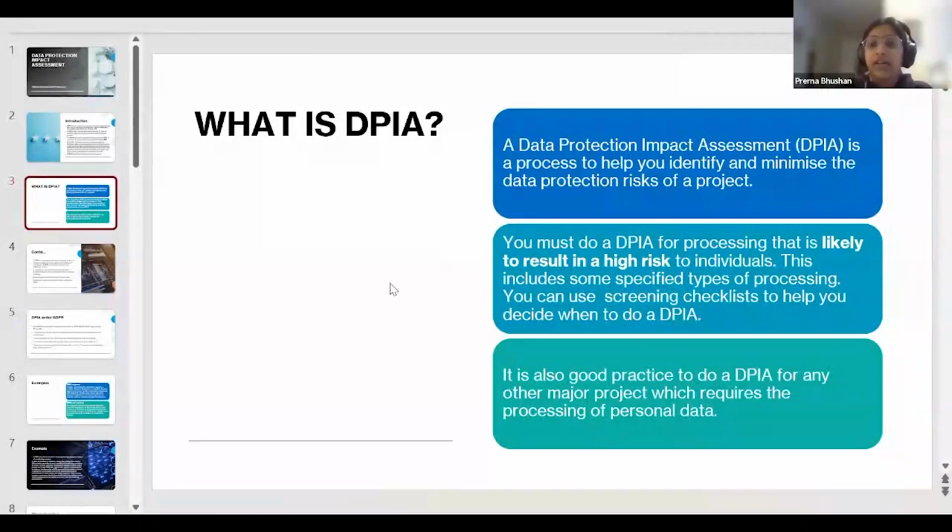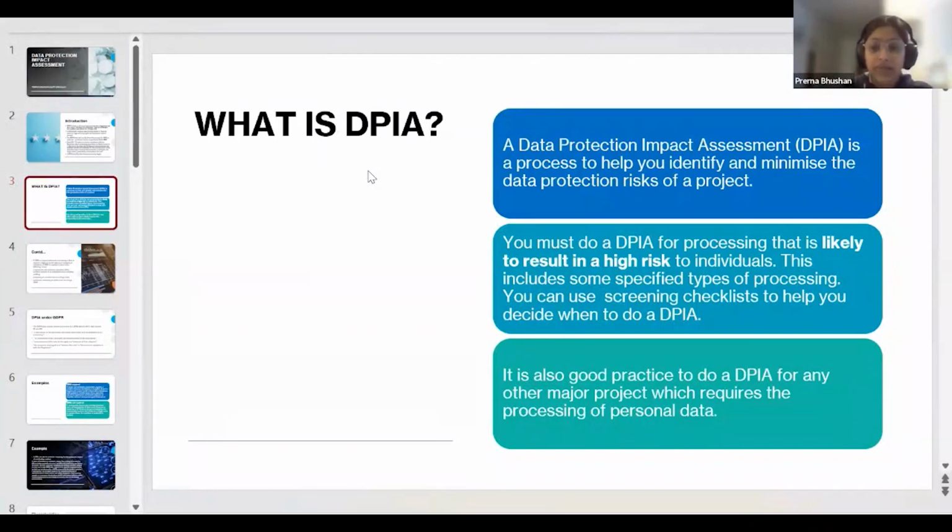A DPIA is a process to help you identify and minimize data protection risk of a project. So when I say you, it means a controller. It is through this that the controller can establish that before processing the data, we already did some research. There were some measures that we took, and after we took those measures, we are now safe to proceed with processing of data in this particular way.